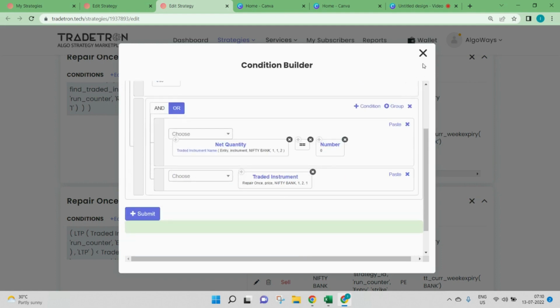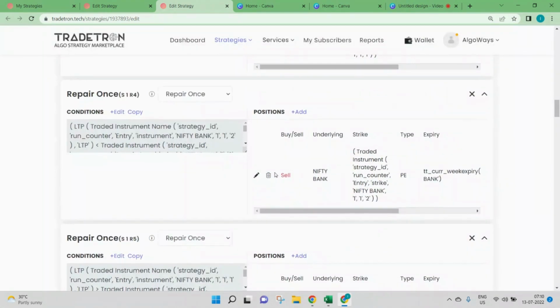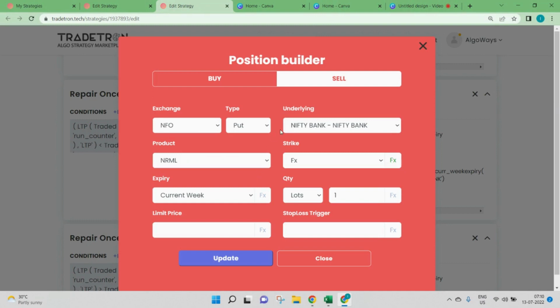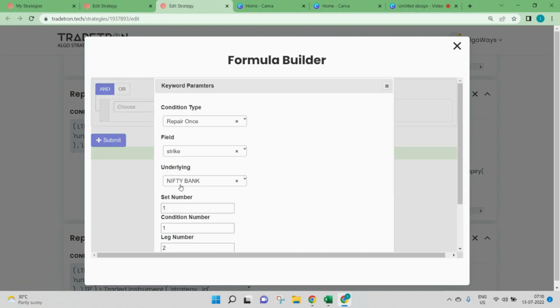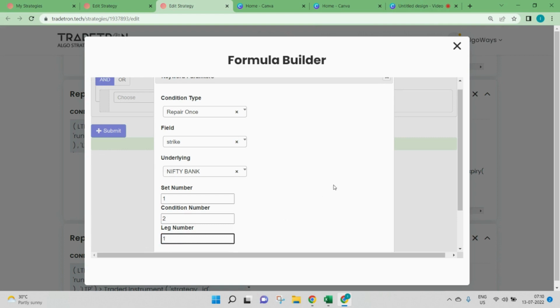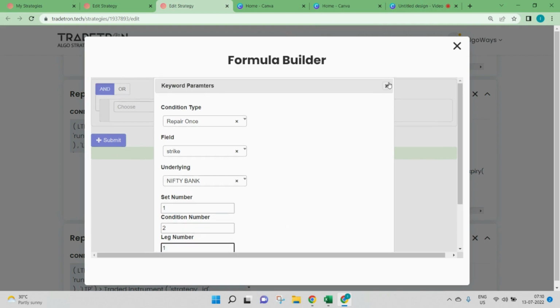This is the same conditions, and we are entering the P. Everything is the same. Again, the strike I have taken from the entry P strike. We can take it from repair 2 and set 1 condition 2, that is the second repair where the exit happened and the leg is 1. So this also can be done. It means the same, it will fetch the same strike.